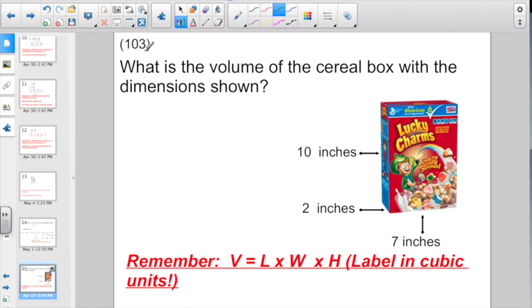Check out this one coming at us from lesson 103. What's the volume of the cereal box with the dimensions shown? It has a length of 7, a width of 2, and a height of 10. Remember, volume equals length times width times height. 10 times 2, that's going to be 20. 20 times 7, that's going to give us 140. And don't forget to label in cubic units. If I multiplied three numbers together, label your inches with an exponent of 3.